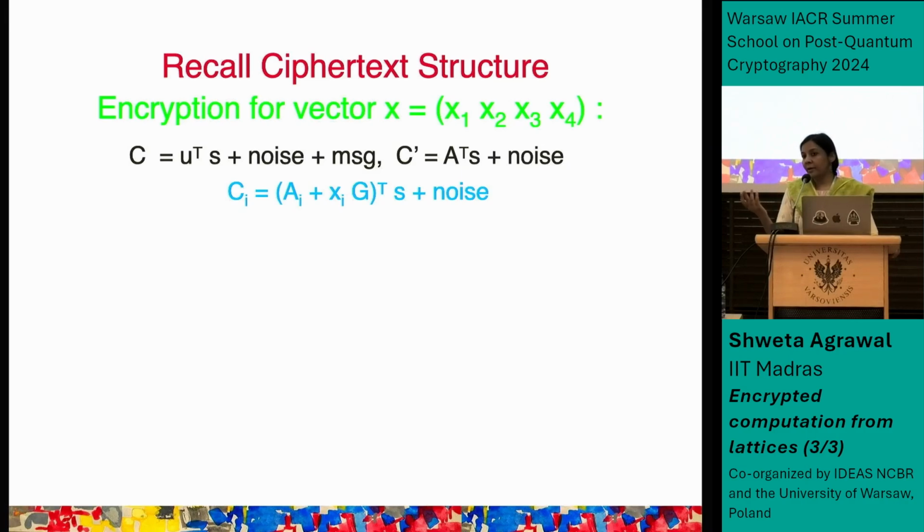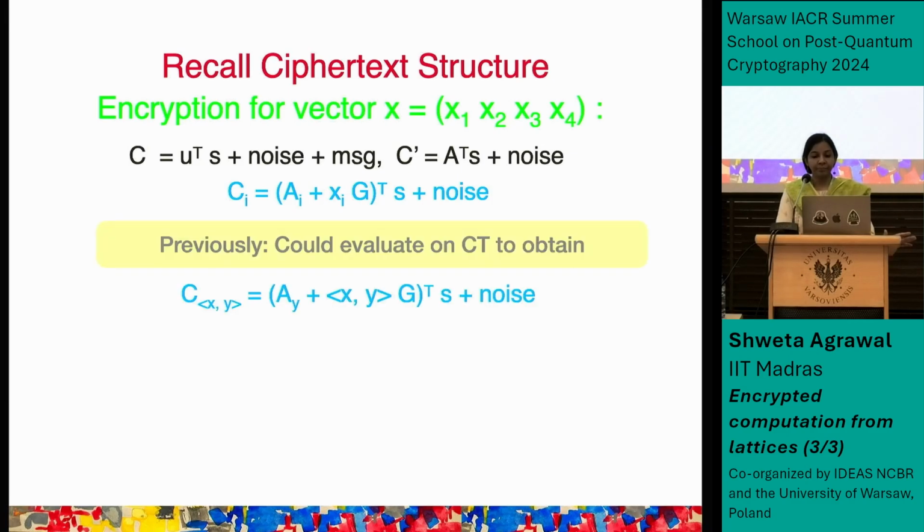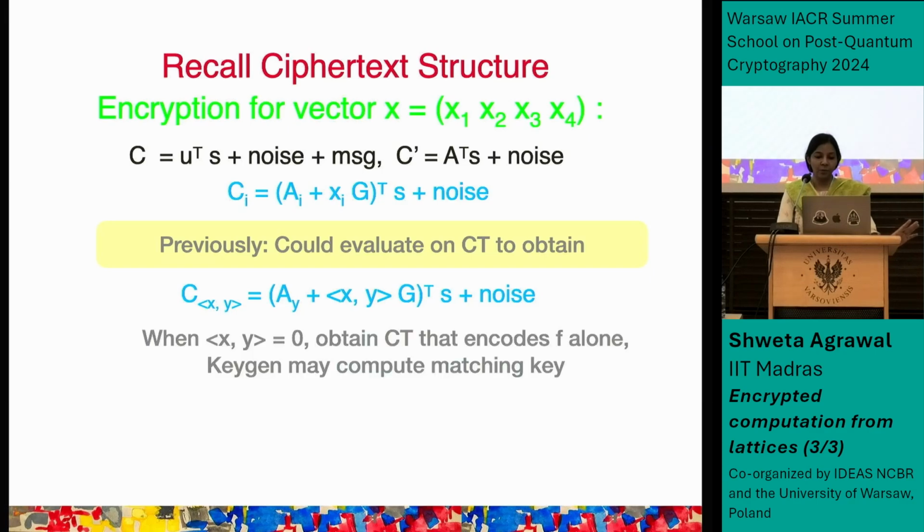Now, addition we already saw. We just saw the inner product construction, which in particular implies addition, right? So it remains to handle multiplication. And this is something we already saw yesterday. So we're going to use the same equation that we saw yesterday to also solve this problem. My ciphertext remains the same as in the previous slide. And previously I could evaluate on these ciphertext encodings to obtain something like (A_Y plus inner product of x and y times G) times s plus noise, right?